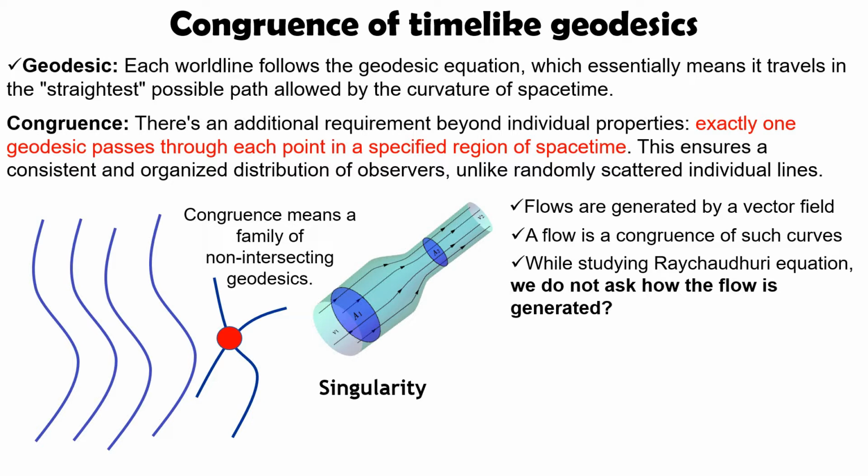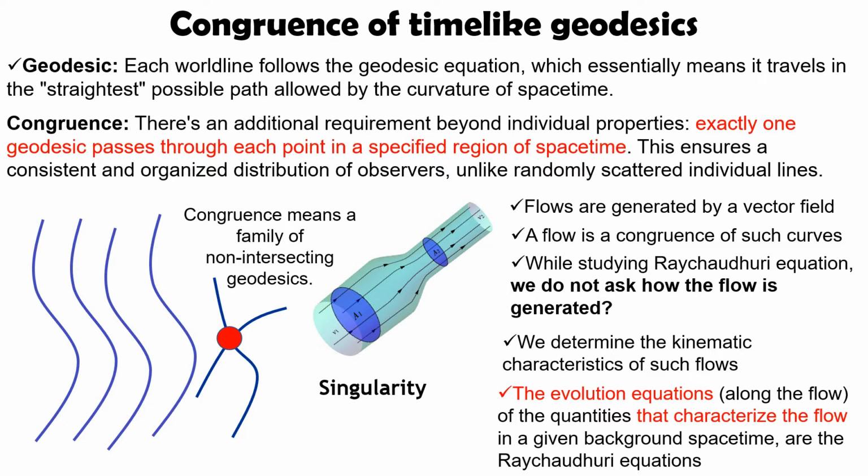Now this is important. When we are studying the Raychaudhuri equation, we do not ask how the flow is generated. Rather, we determine the kinematic characteristics of such flows. That means we don't ask why the flow is generated, rather we determine how the characteristics of such flows actually evolve. So the Raychaudhuri equation is basically an evolution equation of the quantities that characterize the flow in a given background space-time.